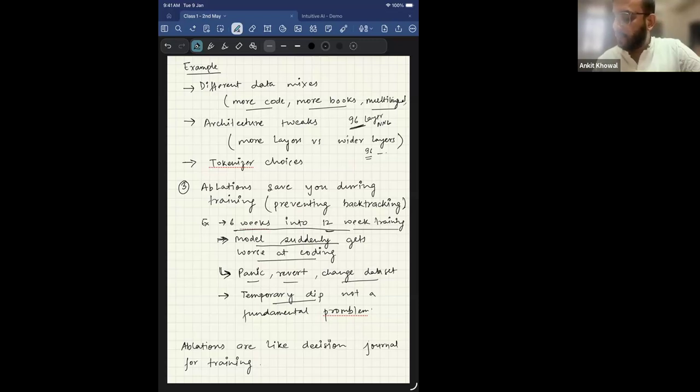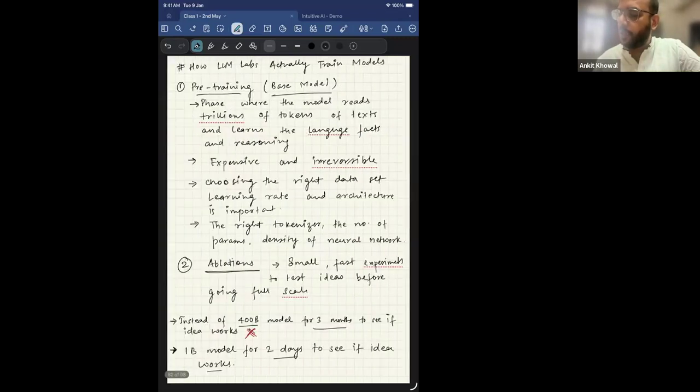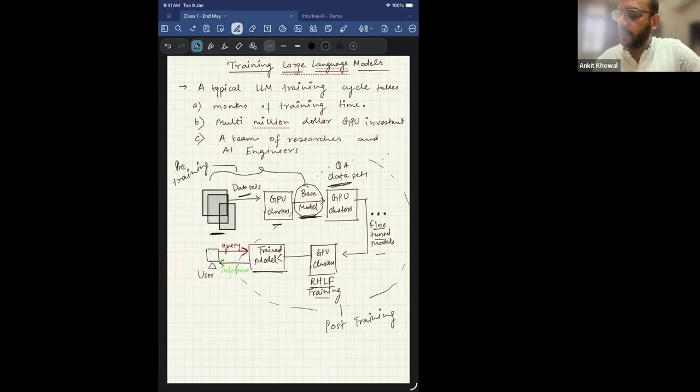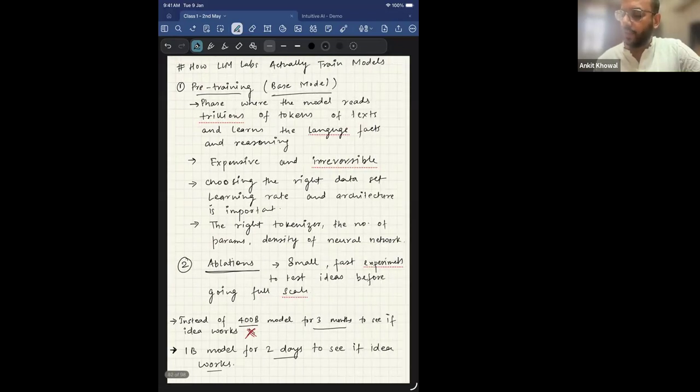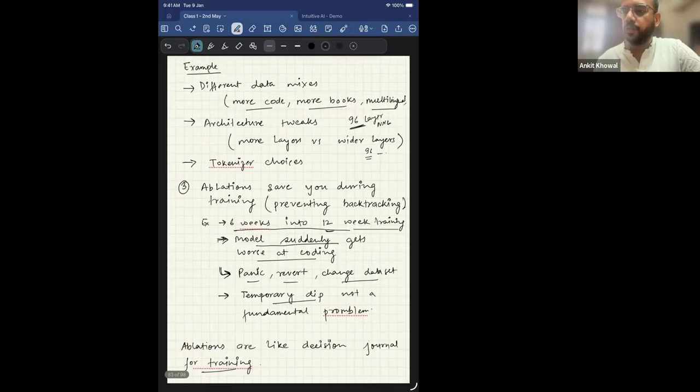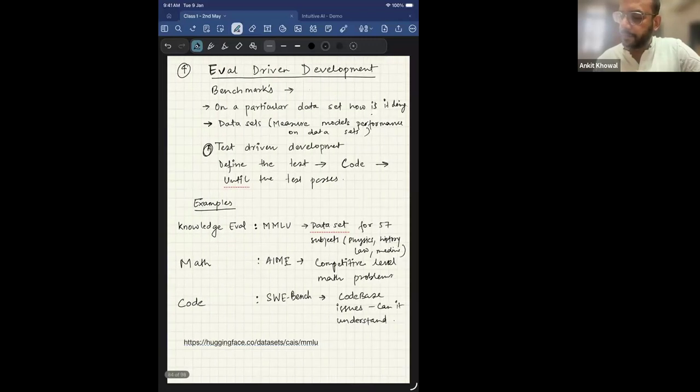So ablations are nothing but a decision journal for training. Here, what I'm trying to say is that today, like I said, we'll cover how the model is trained, so we'll look into all the aspects. Think of it like you are in a team where you have to train the model. So how will you handle scenarios? The first one was ablations, which is doing small experiments on smaller models so that you can come to certain conclusions and then use them in your production data. Think of it as dev and prod.